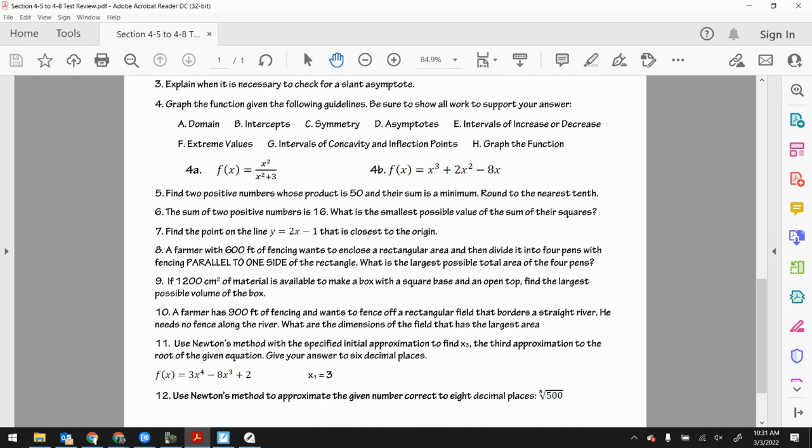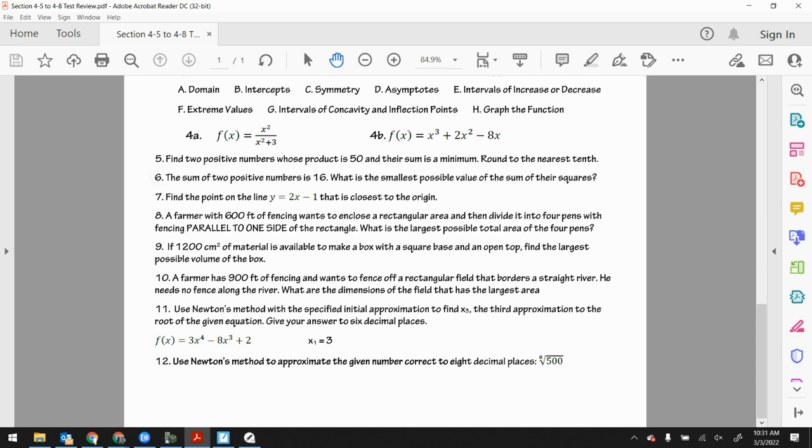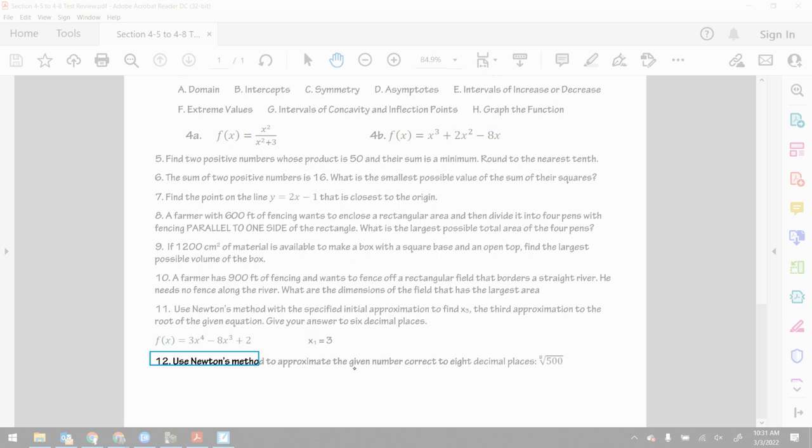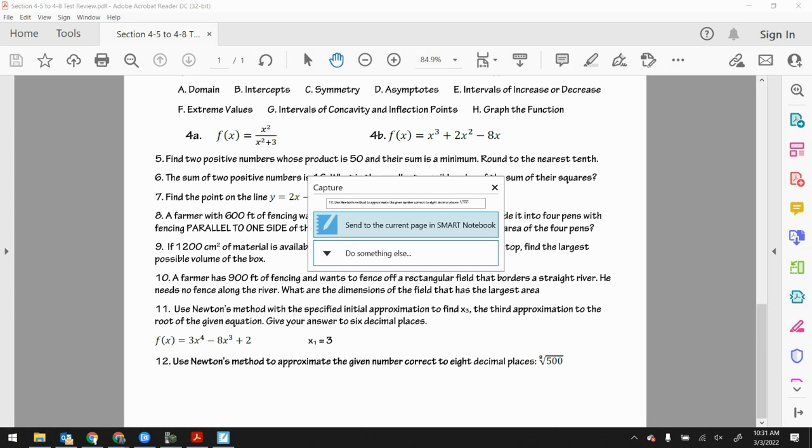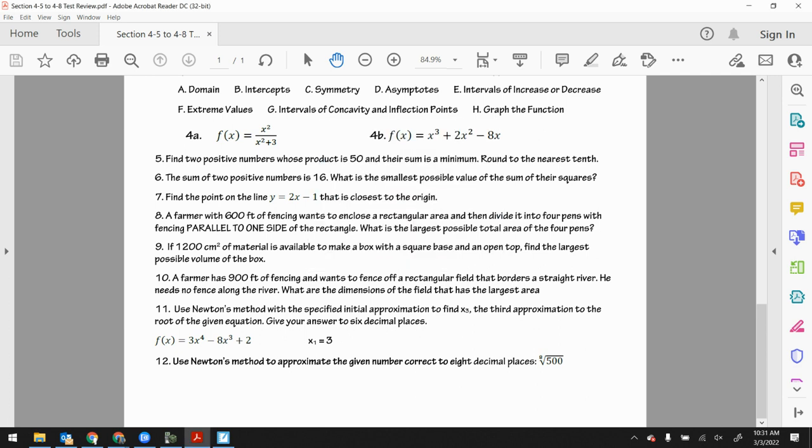How about number 12? Number 12, sure. Use Newton's method to give the correct value to 8 decimal places. Okay, so the first thing I have to do is figure out what my equation is going to be to use Newton's method, right?